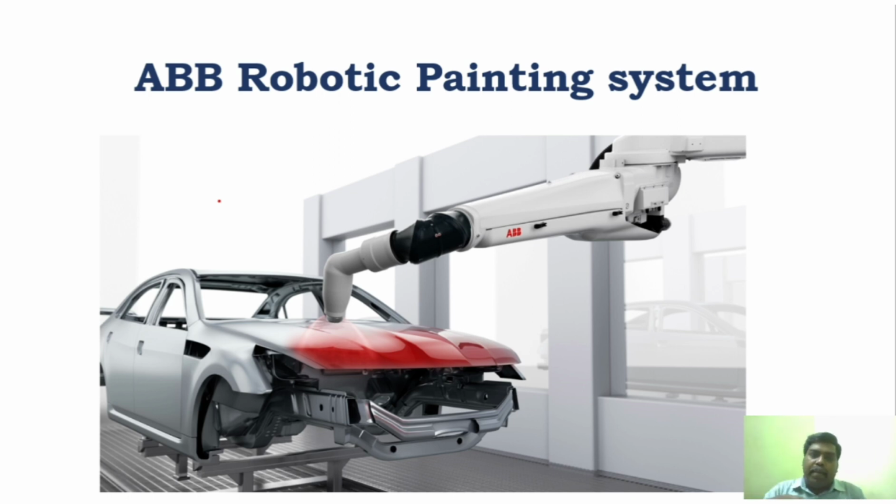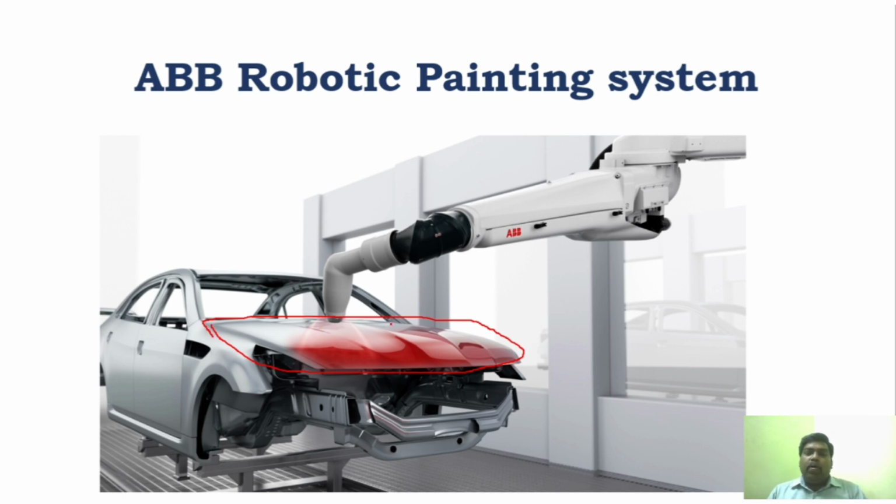This is a normal robotic painting system which is used in many industries. This is an ABB robot painting system. Now if you see this system, the main objective of this system is to paint the overall surface, right? If you take this particular surface, it has to cover the entire surface.